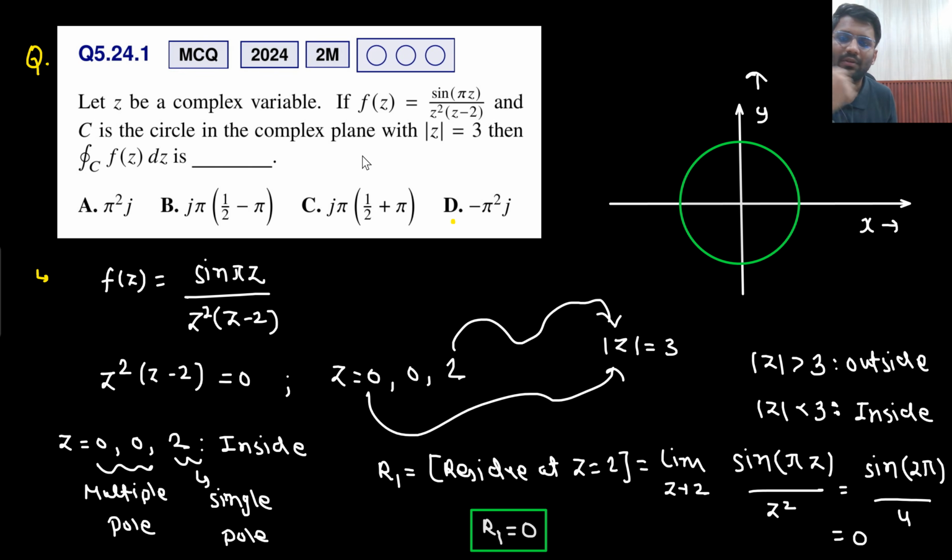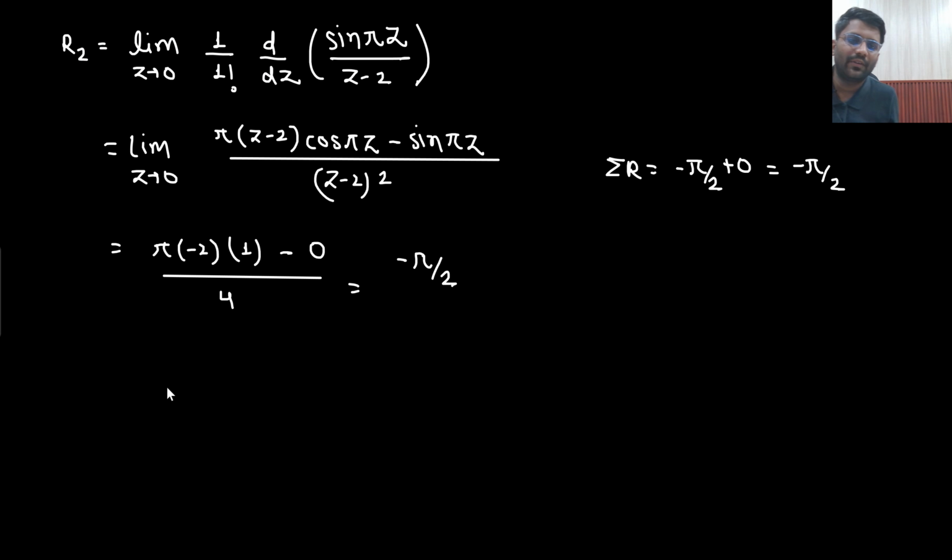You see the encirclement now. It is not even given. Let z be a complex variable. If f of z equals sin pi z upon z square into z minus 2, and c is a circle. By default take anti-clockwise, although it should have been given. This is a blunder. This question has a problem. They did not even give the encirclement. They should have given it.